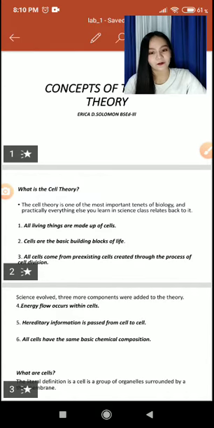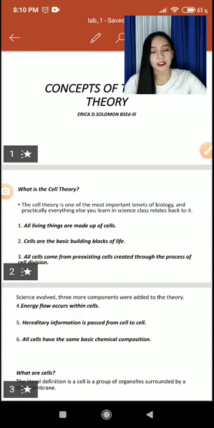As science evolved, 3 more components were added to the theory. Some biology classes don't require us to know these parts of the cell theory because they weren't part of the original definition, but it's still useful to be aware of them. Number 4 says that energy flow occurs within cells. Number 5, hereditary information is passed from cell to cell. And number 6, all cells have the same basic chemical composition.